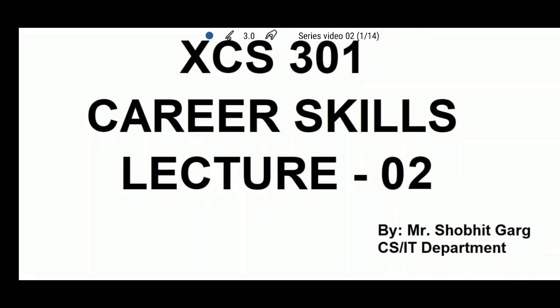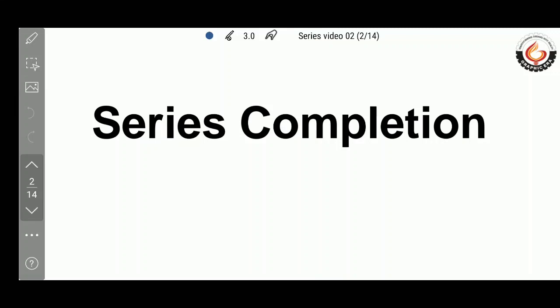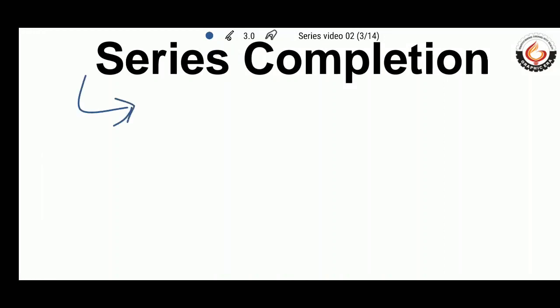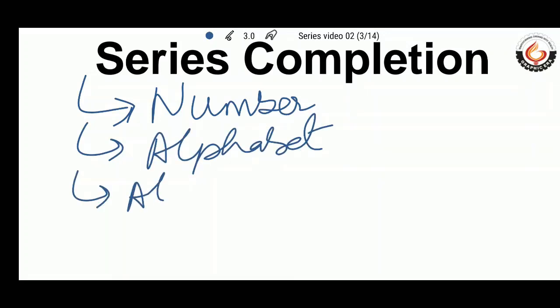This is a continuation of the topic that we studied last time, that is series completion. Last time we studied series completion of three types. Which was? One was number series. Second was alphabet, and third was alphanumeric.